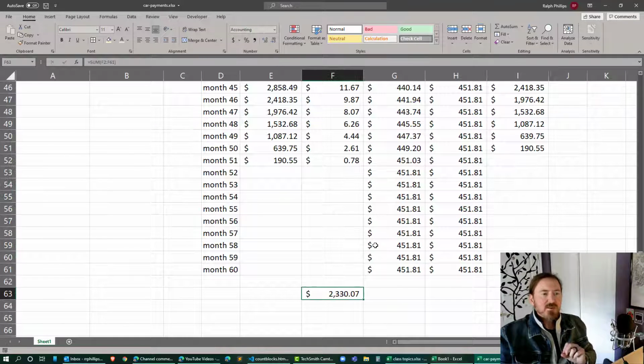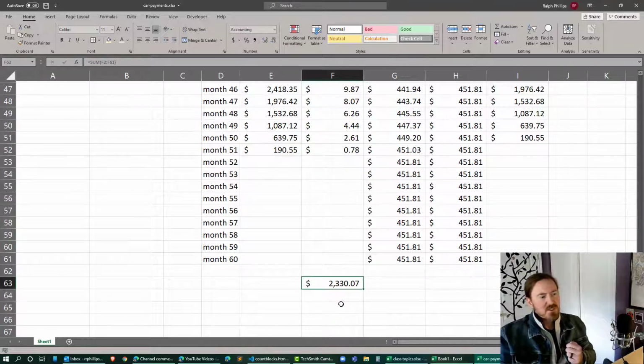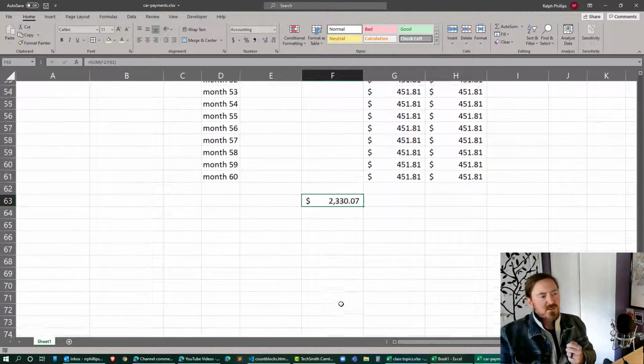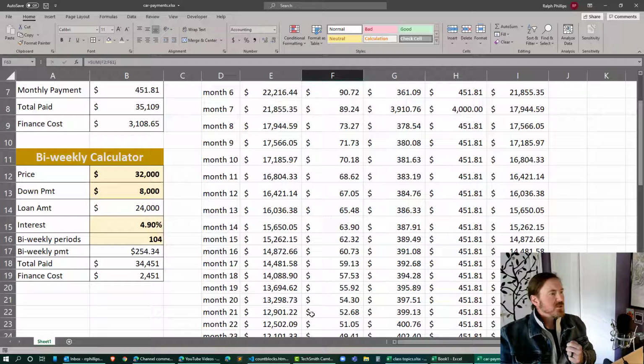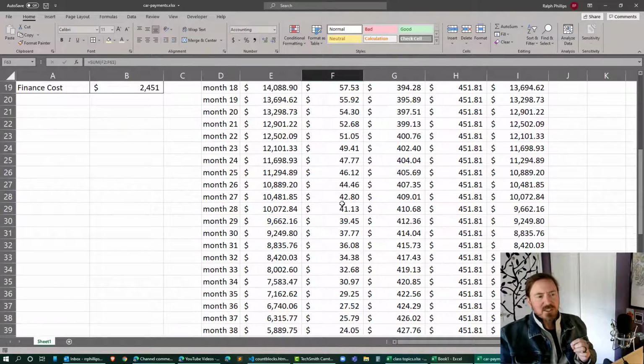And we can see now by paying that loan off sooner, we'll be paying it off at month 51, or really month 50, as opposed to month 60. We're paying it off 10 months earlier, and our total interest charges have dropped to $2,330 compared to the original $3,108. So that's what extra payments can do.